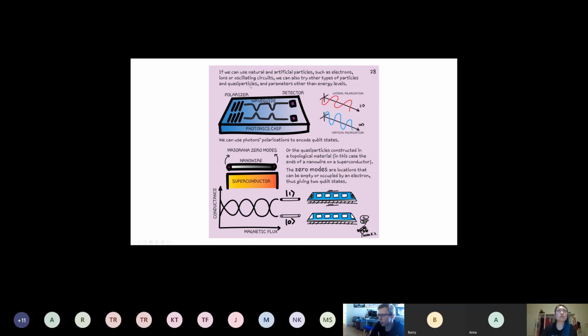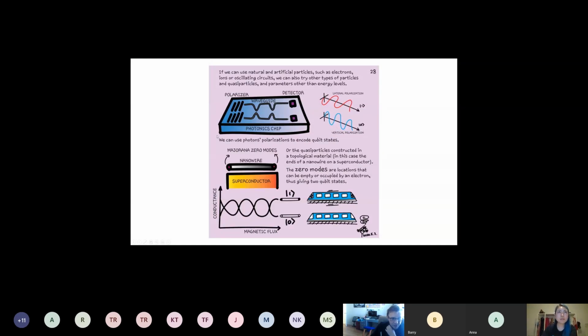So that was using artificial atoms to make qubits, but we could also be more creative and imaginative to not use energy levels as our zeros and ones, but we can use other types of particles or quasi particles, which are similar to natural particles, but because of the interactions between many of them, they have formed their own behaviors, and that kind of collective behavior, we call them quasi particles.